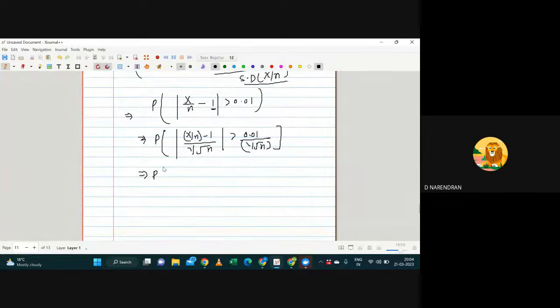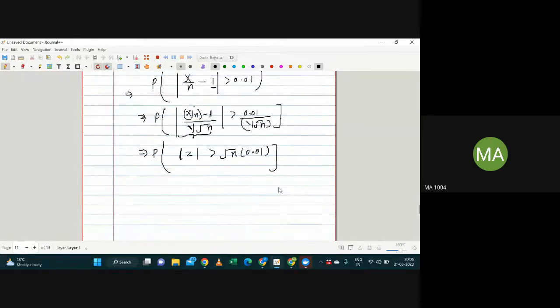What is this? This is nothing but my z, mod of z. See, random variable minus expected value divided by the standard deviation of that is z. So mod of z will be greater than square root of n times 0.01. Correct? So far it is clear. It is okay for everyone. Up to here it is okay.